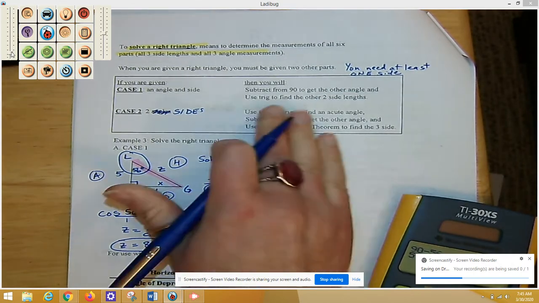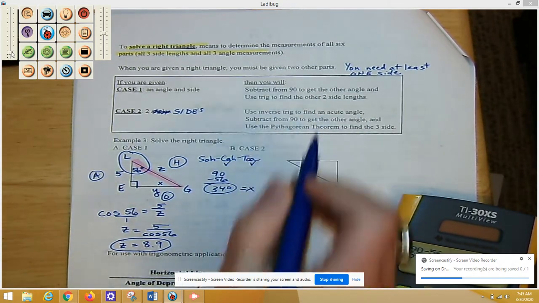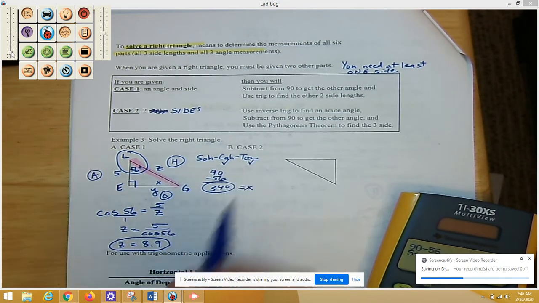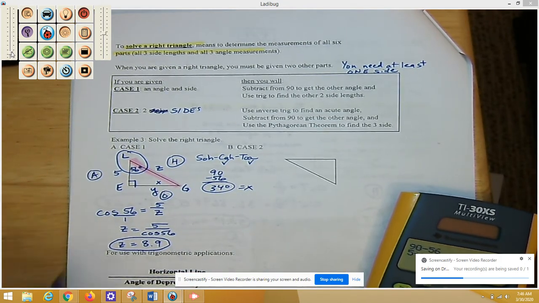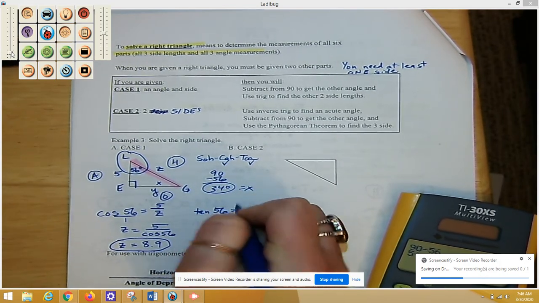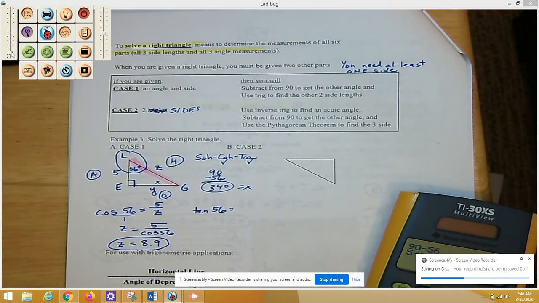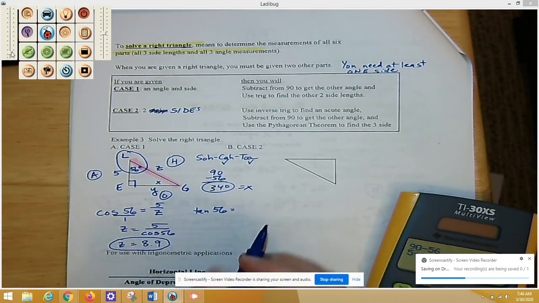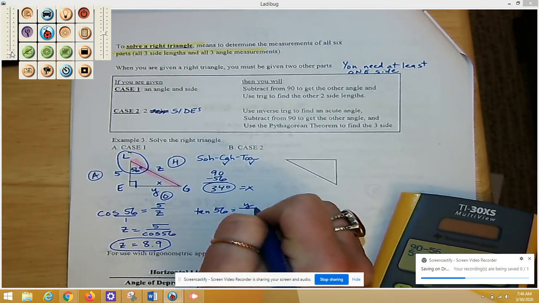Okay, and I know it says to use trig to find the other two sides, so we're going to go ahead and do that. I just did the cosine, and now I'm going to do the tangent. I'm going to do the tangent of 56 degrees, using the reference angle that I chose. Now I'm going to say the tangent of 56 equals the ratio of the opposite side to the adjacent. So that'll be Y over 5.